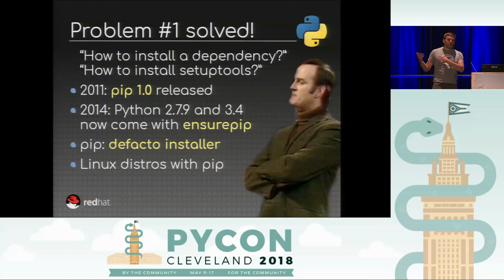Later, we got a fork of setuptools, which was called distribute. So we got a lot of issues. But in 2011, pip 1.0 was released. And 3 years later, we included a module in Python 2.7.9 and Python 3.4, which is not really pip itself. It's an installer to install pip. And thanks to this, slowly pip became the de facto installer for Python.